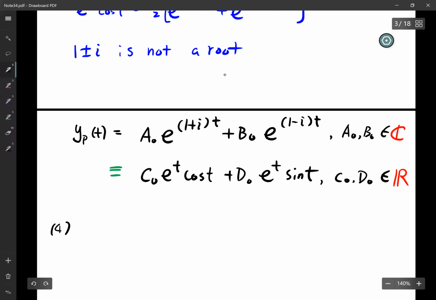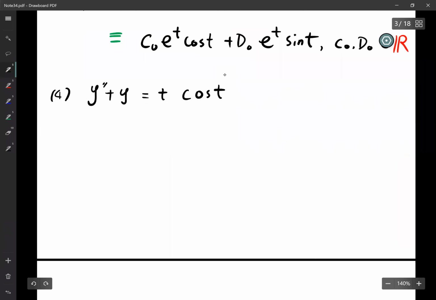Fourth one: y double prime plus y equals t cosine t. Again, we look at the auxiliary equation, r squared plus 1 equals 0. This gives r equals plus or minus i.